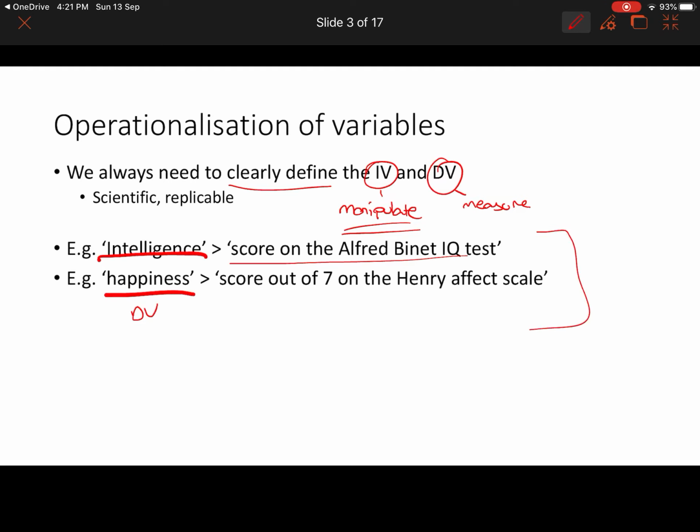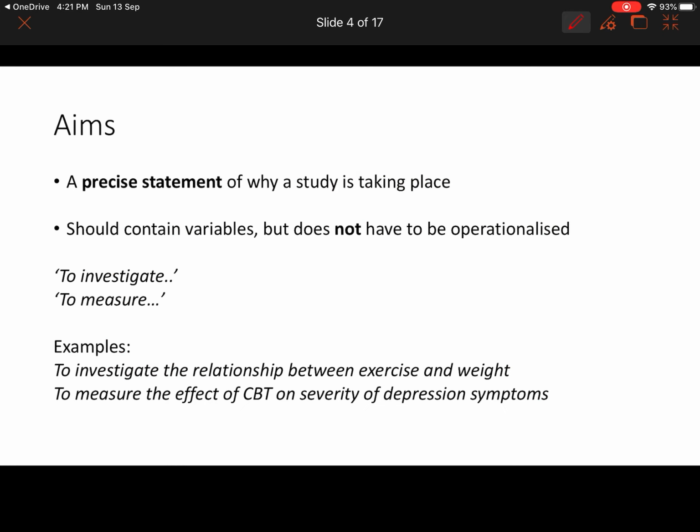So this is very, very important for us as researchers, so that our findings and our studies can be replicated, so that future researchers know exactly how we manipulated our IV and exactly how we measured our DV. And for you doing your A-level, it's going to be really important in order to accurately write your hypotheses. Just a recap on aims, and then we'll be able to compare aims to hypotheses.